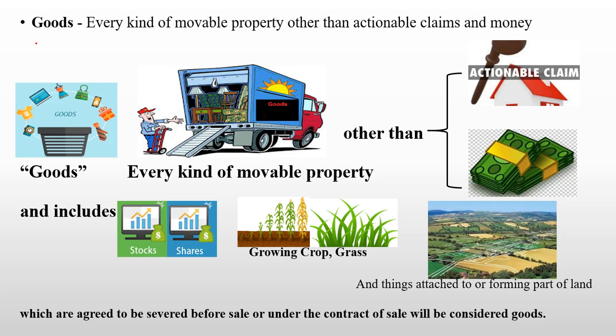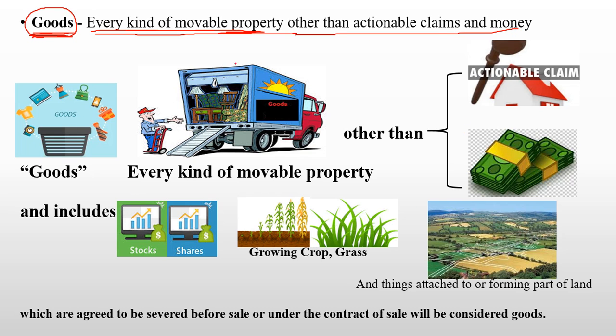Next we'll move to the definition of goods under the Sale of Goods Act 1930. What is the definition of goods? Goods means every kind of movable property other than actionable claims and money.